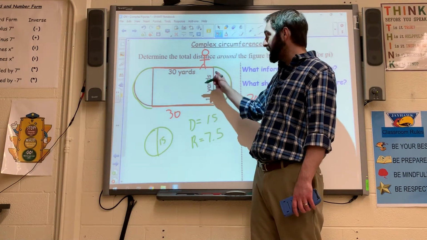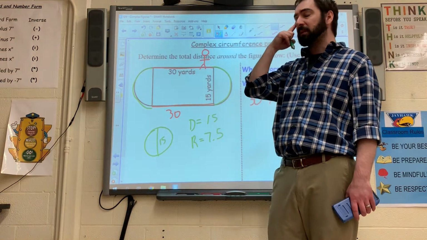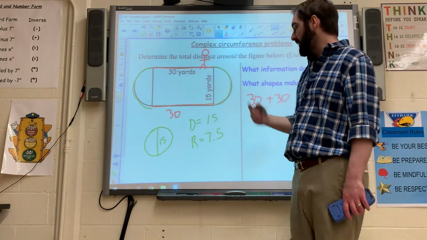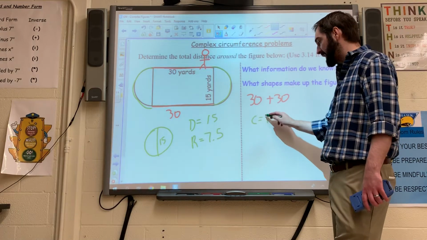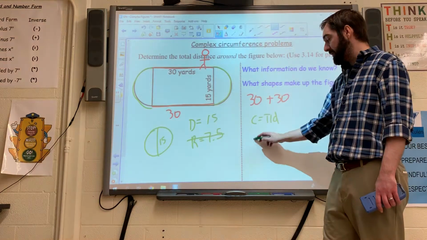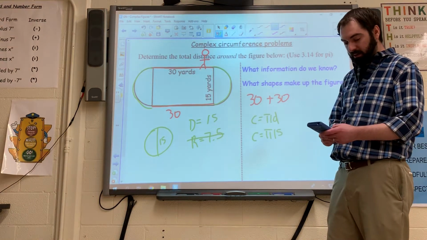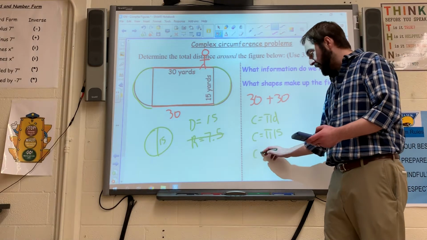But again, they're talking about the distance around. Well, I know when they talked about the distance around, we took some notes on that. We talked about the distance around a track. That was really a circumference problem. So C equals pi times diameter. Again, I have my diameter, so I'm going to cross out my radius. C equals pi times 15. Okay, so again, I'll pick up my calculator because I have to calculate that. Circumference is about 47.12.